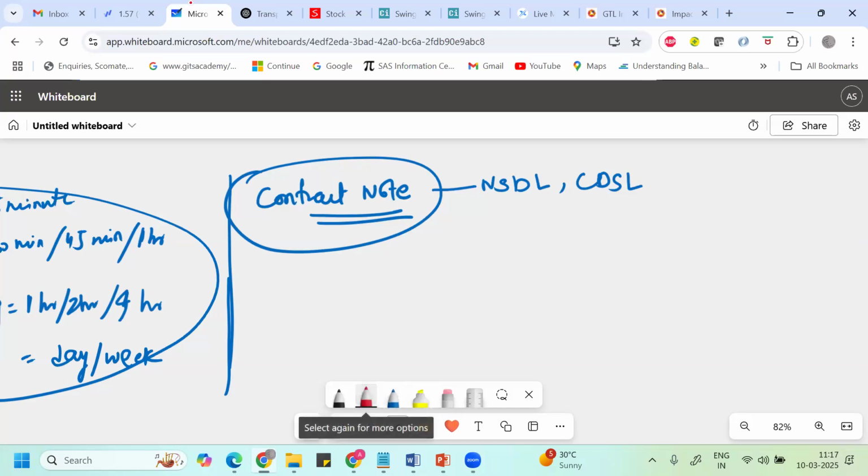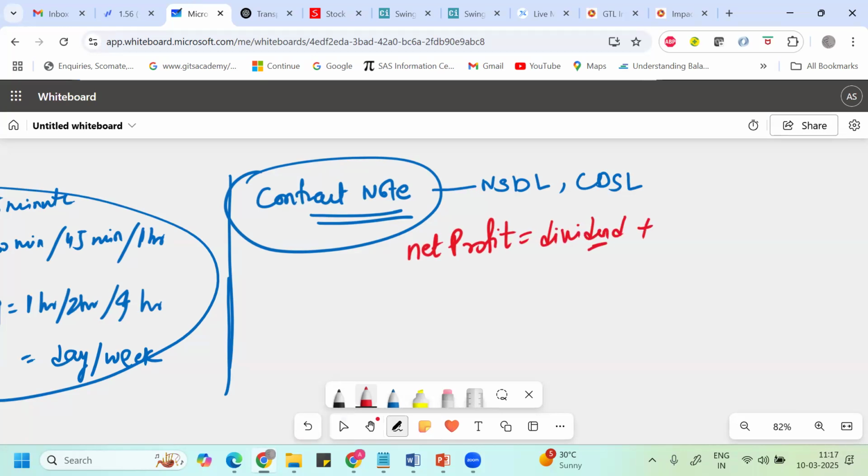So basically, the net profit the company makes at the end of the day, some part of that net profit the company gives to the shareholder as a dividend, and the remaining part, what they retain with themselves, is called retained earning. So dividend is basically the part of the earning the company made. If they want, they can give it to the shareholder, and that part of the earning they give to the shareholder is called dividend.